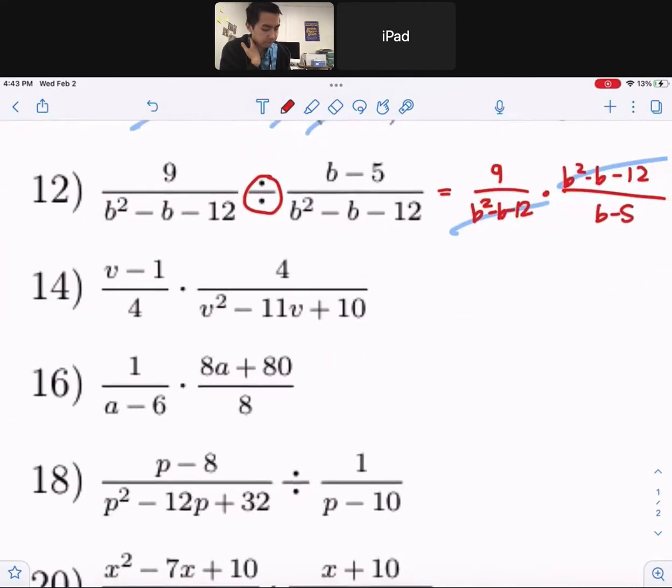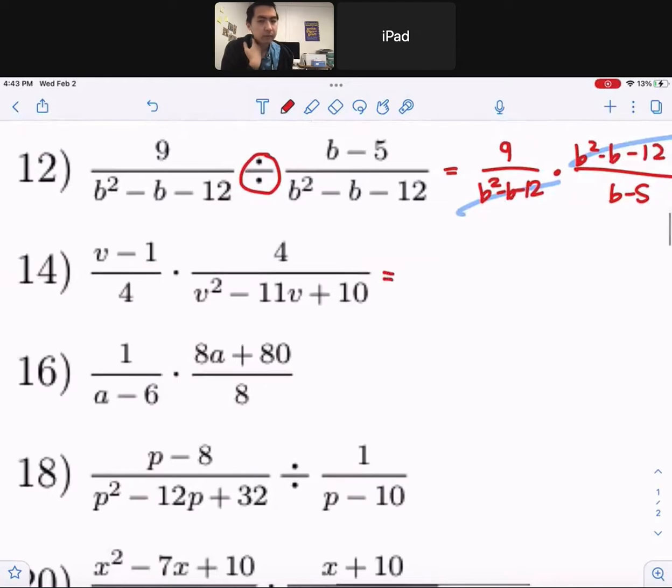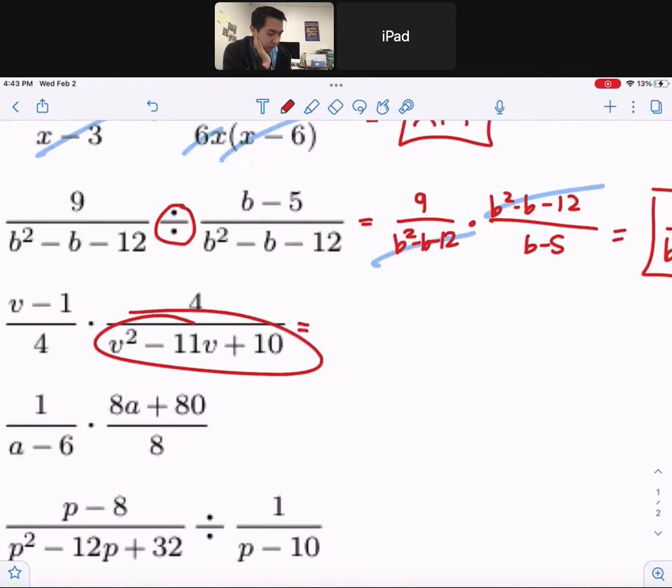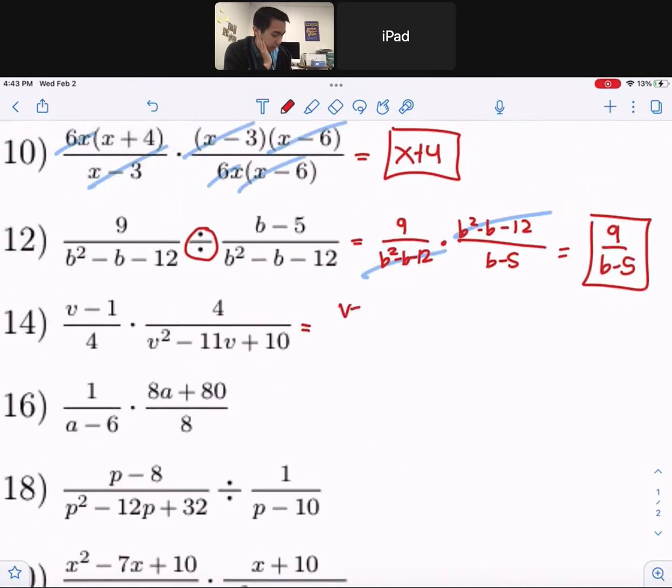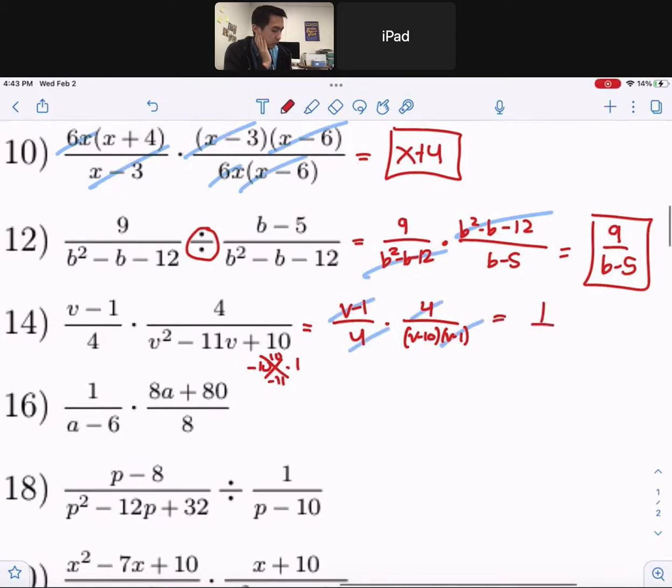Or if you factor both out, they all still cancel. Number 14. This one is multiplication, so we don't need the same common denominator, but we do need to factor that out by using your x method. What two things multiply to 10, but when added give you negative 11? That's negative 10 and negative 1. So v minus 10 times v minus 1. So cancel from top and bottom. V minus 1 cancel, 4's cancel, so you just have 1 over v minus 10.